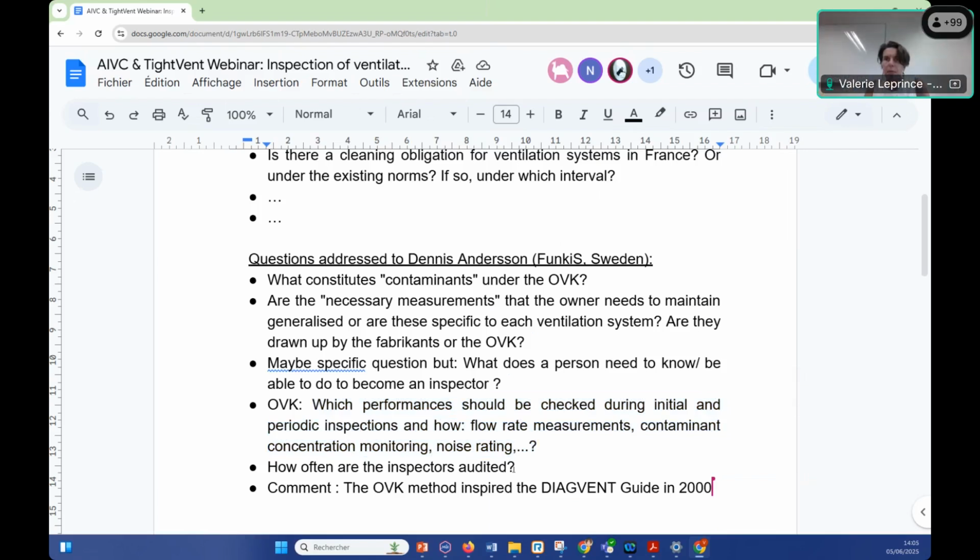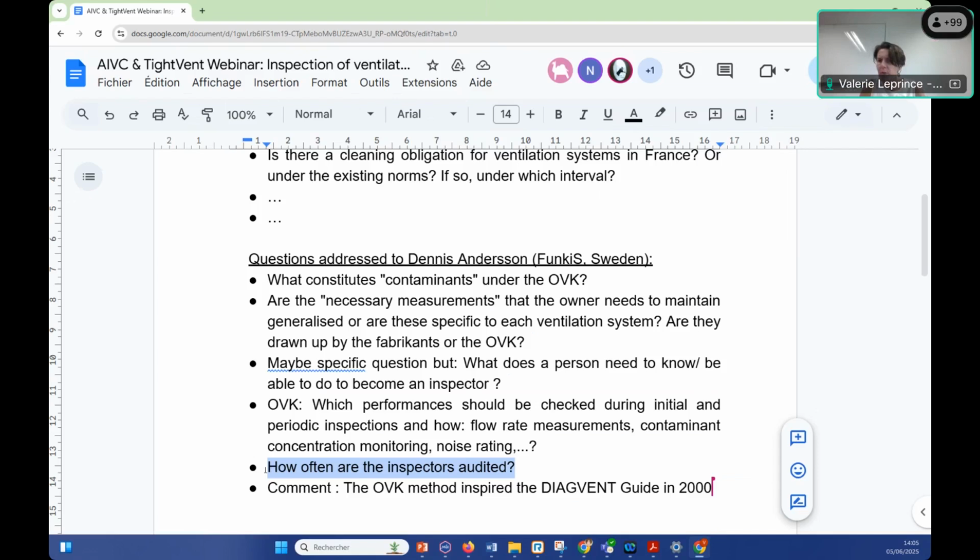Okay. If we move to the next question, how often are the inspectors audited? Well, you get to be an inspector for 5 years at a time. So every 5 years you need to take a new test, so you are up to date with the new building code and the new ventilation measuring standards, as you talked about before. Okay, so basically every 5 years.